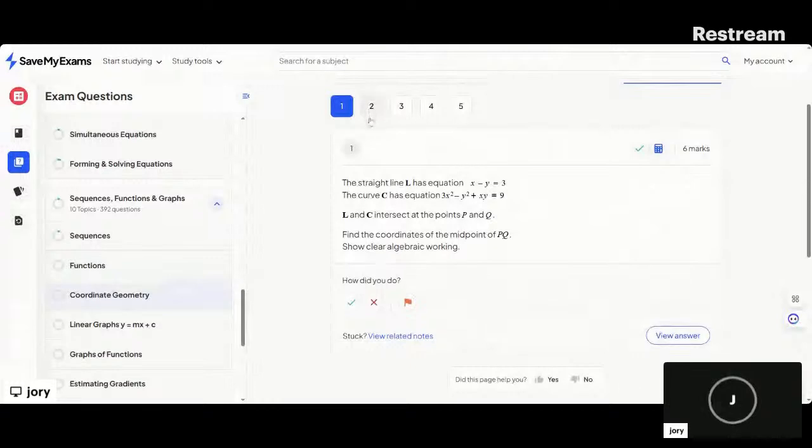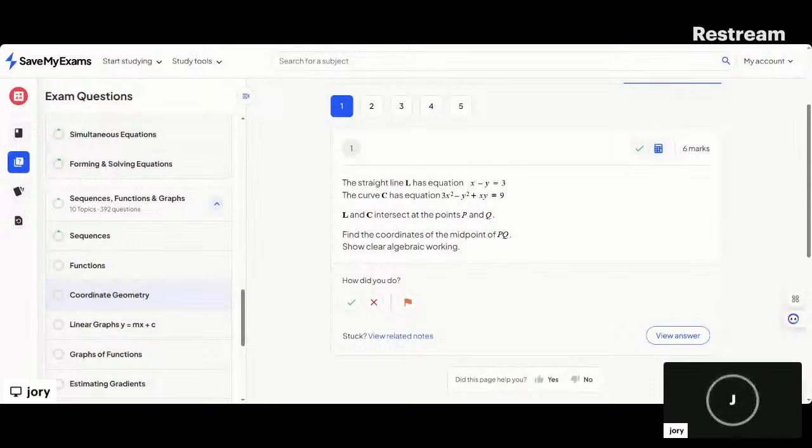Someone's screaming in there. The straight line and this curve intersect at these 2 points. Find the coordinates of the midpoint of these 2 points in strictly algebraic working. 6 marks. I think I solved something like this before. So let's find y for both. So the straight line is y equals x minus 3. And then this other one, oh, why do they do this to me?